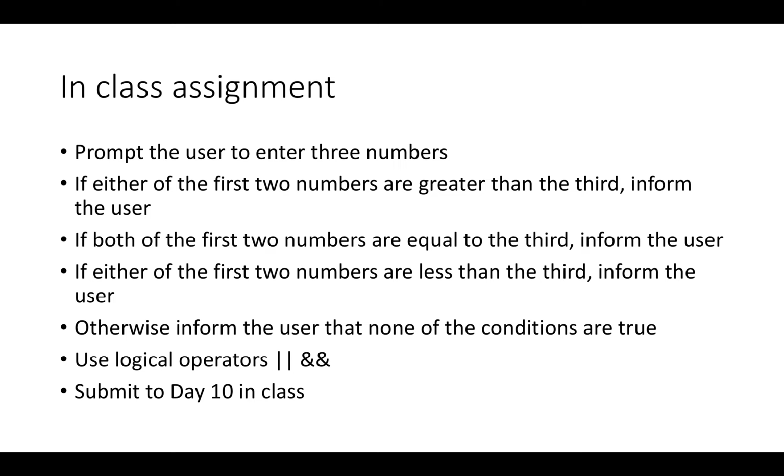So if both the first numbers are equal to the third, inform the user. And if either of the first 2 numbers are less than the third, inform the user. Otherwise, inform the user that none of the conditions are true. Use logical operators, or, and submit to day 10 in class.